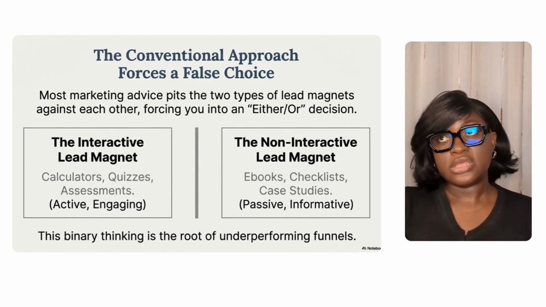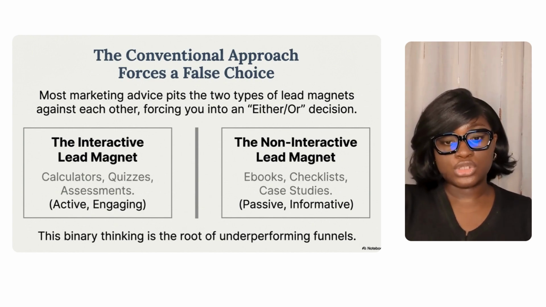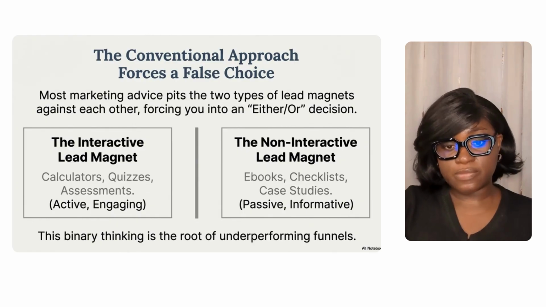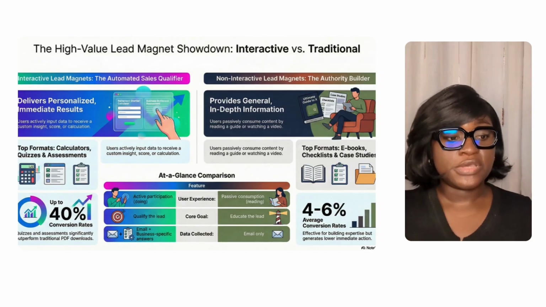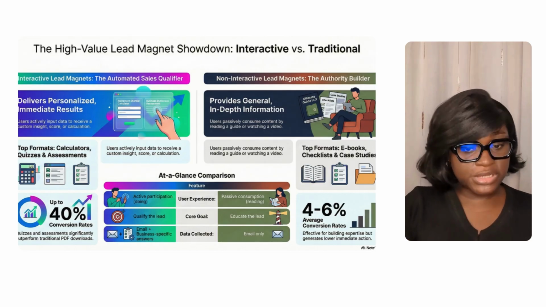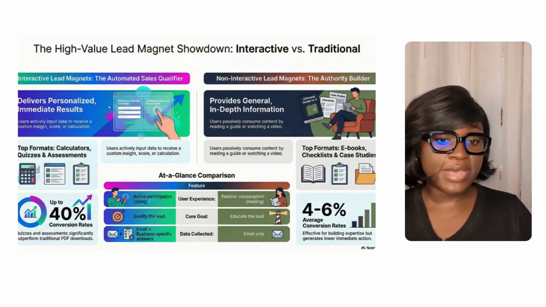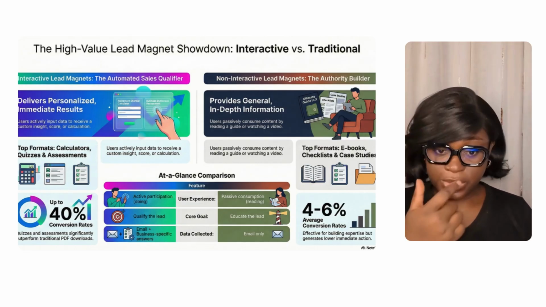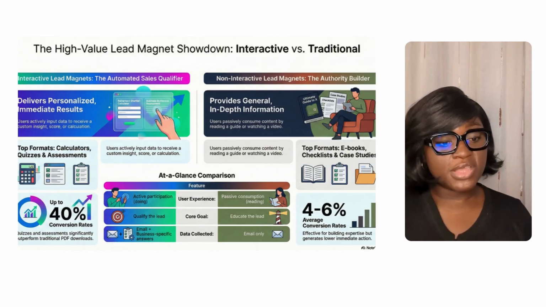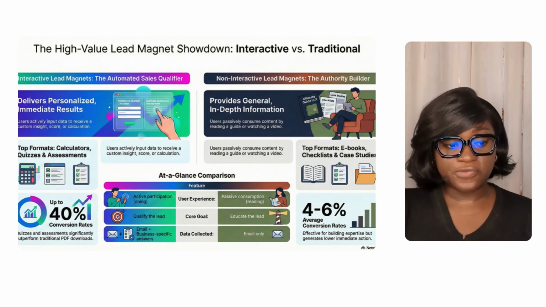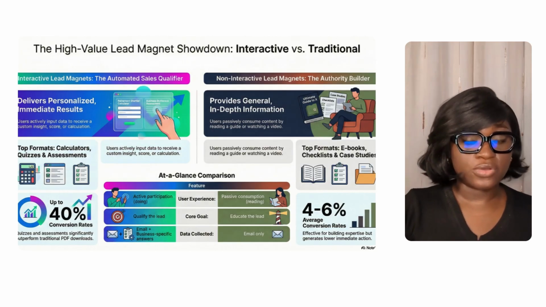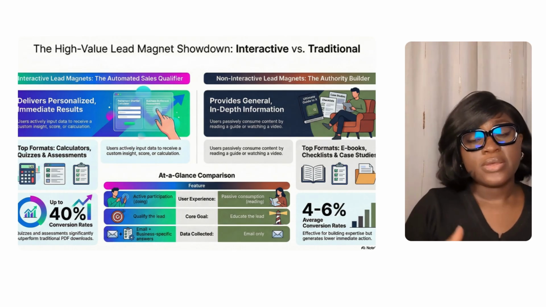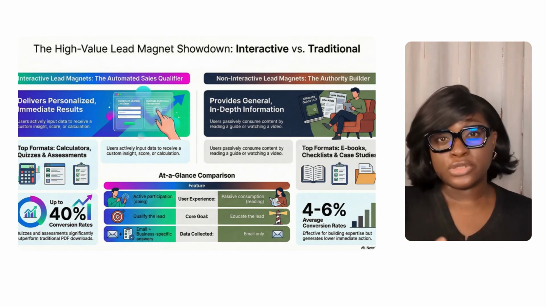We think of it this way. Instead of pitting them against each other, we want to combine them. We want to maximize the power of the lead magnets, both interactive and non-interactive. And when I say interactive and non-interactive, this is what I mean. One of the major differences is that interactive lead magnets mostly serve as an automated sales qualifier, while non-interactive lead magnets serve as authority builders.